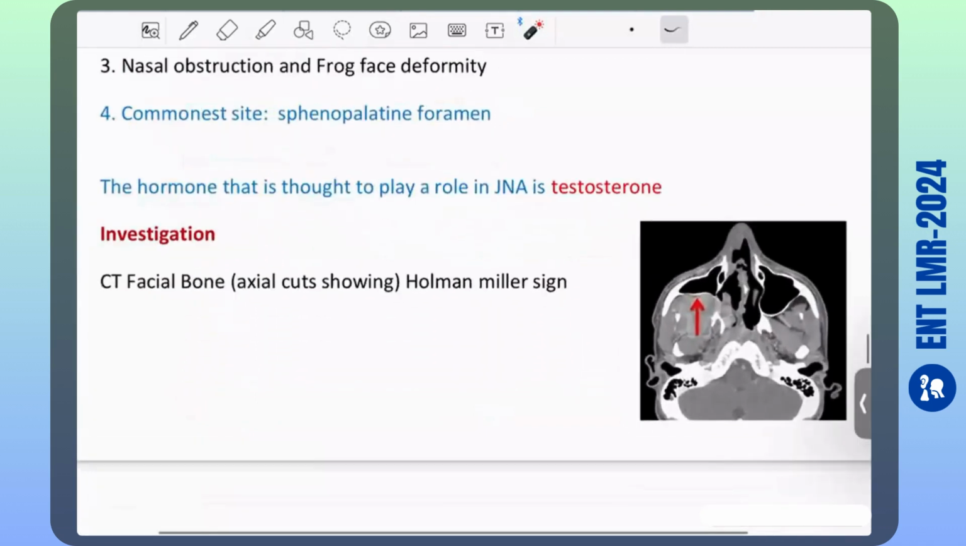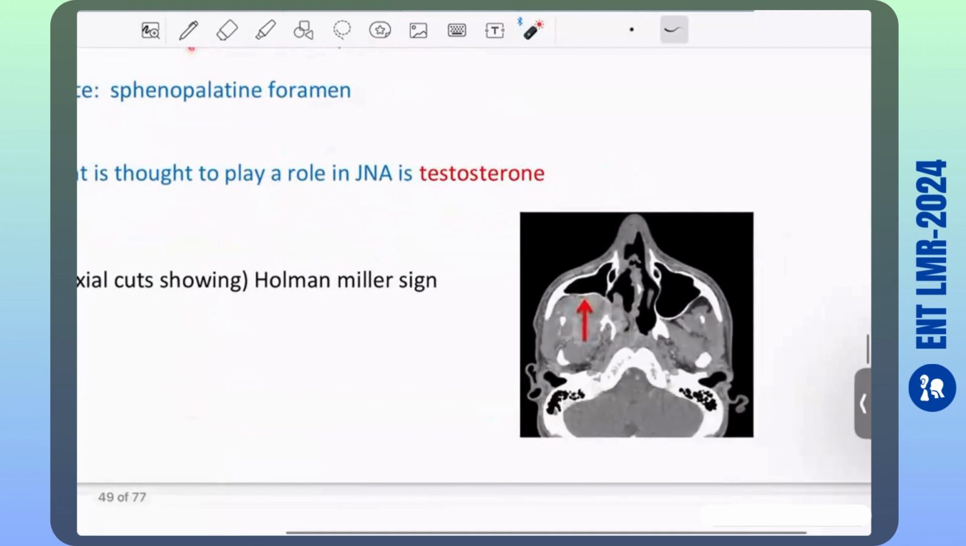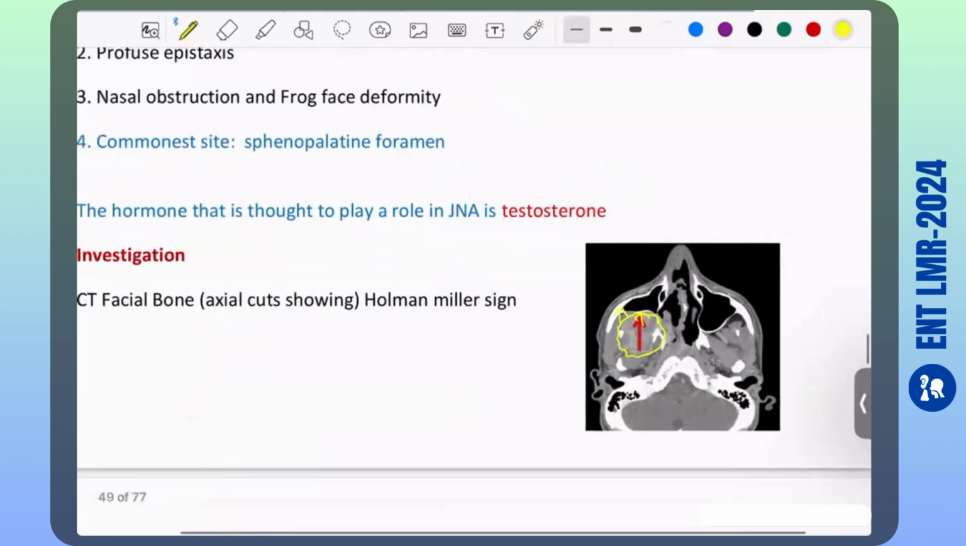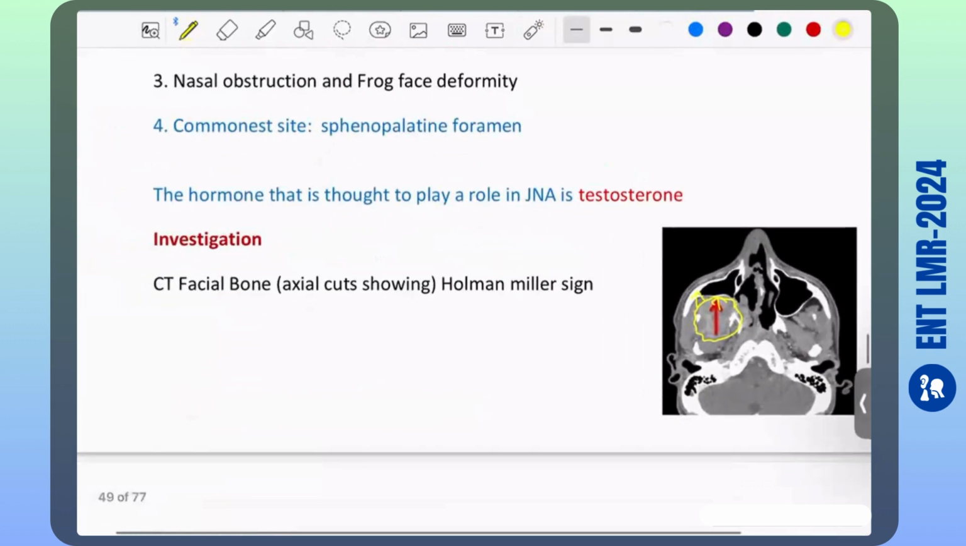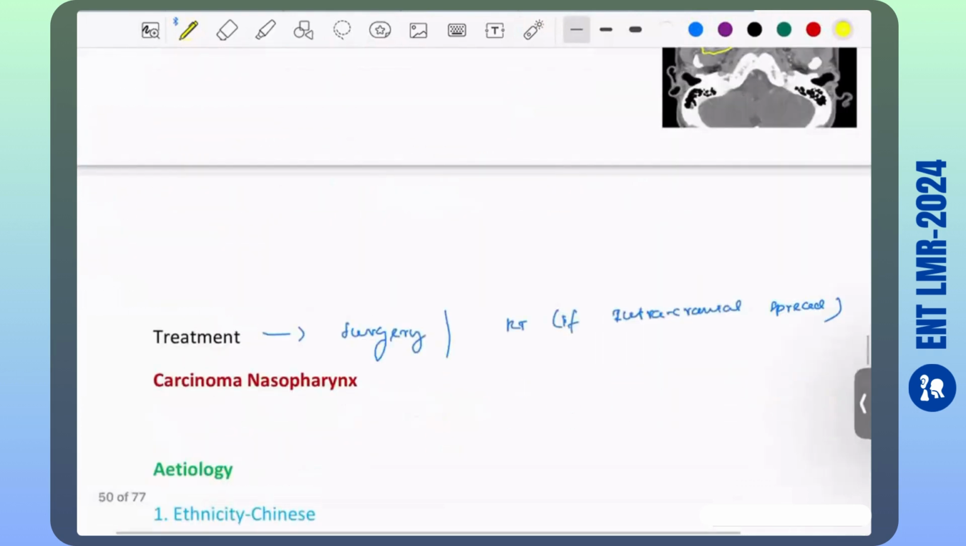See, pushing of the tumor. This is the tumor which I am talking about. After occupying the pterygopalatine fossa, it is pushing the maxillary sinus from behind. Pushing of the posterior wall of the maxilla is called Holman-Miller sign. Very, very important. Treatment: surgery. Radiotherapy can be done only if there is intracranial spread. Okay, JNA is done and dusted.